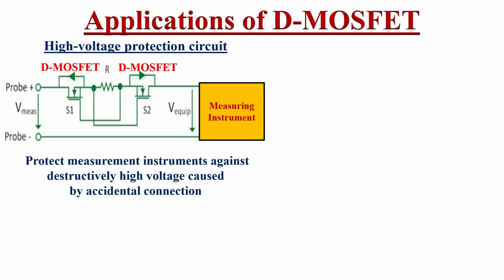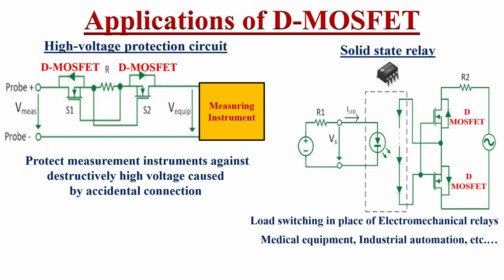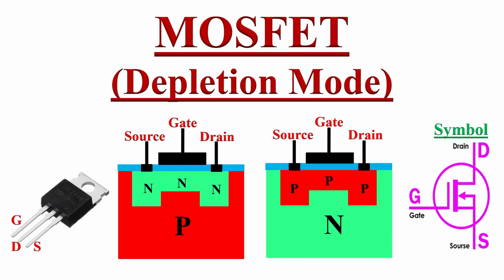The depletion MOSFETs are excellent for implementing solid state relays for load switching in place of electromechanical relays. Applications such as medical equipment and consumer electronics are examples where solid state relays are widely used. That's all about depletion mode MOSFET.